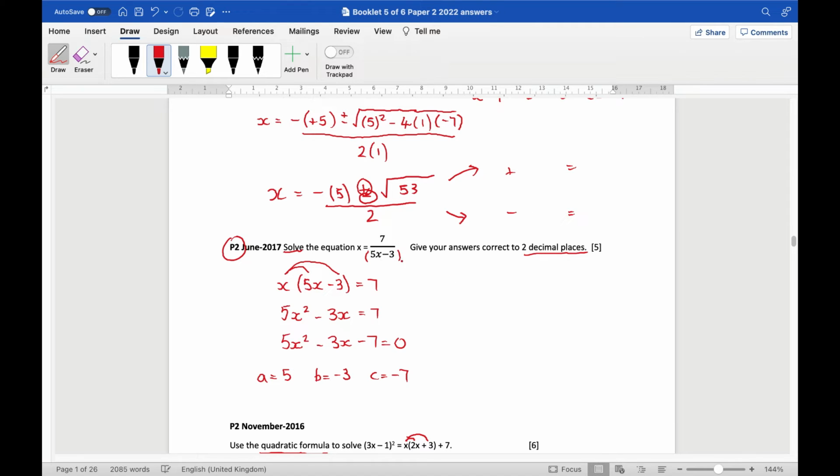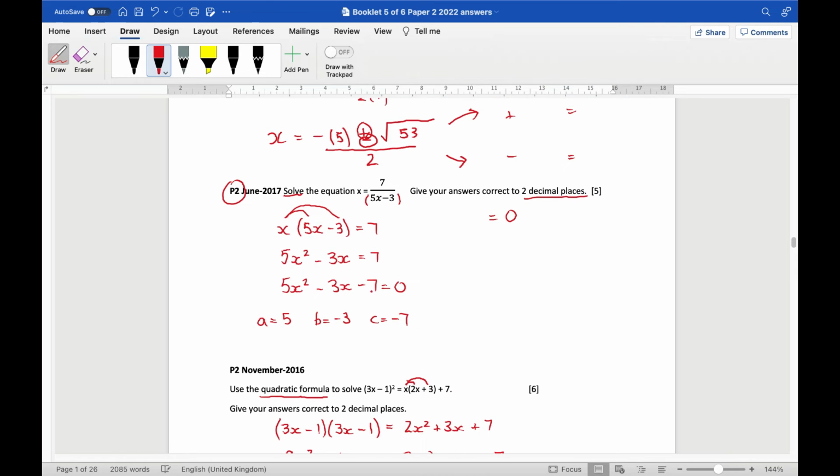So can I make this look like a quadratic? Well, yes, I can. The opposite of dividing by 5x minus 3 is to put that in brackets and take it up there and times by that. I can then expand that bracket, and then the only thing stopping it being a quadratic is a quadratic equals 0. I am going to do a little bit more work on this one, because once I've got it to look like a quadratic, a is 5, b is minus 3.